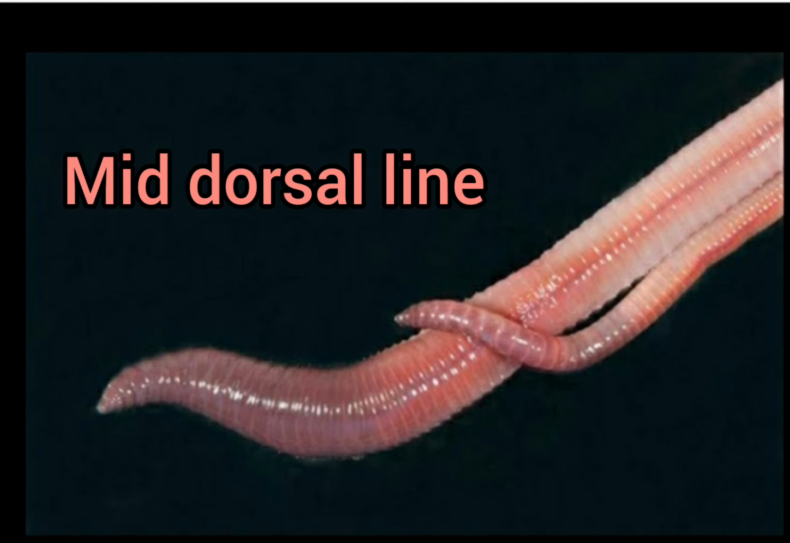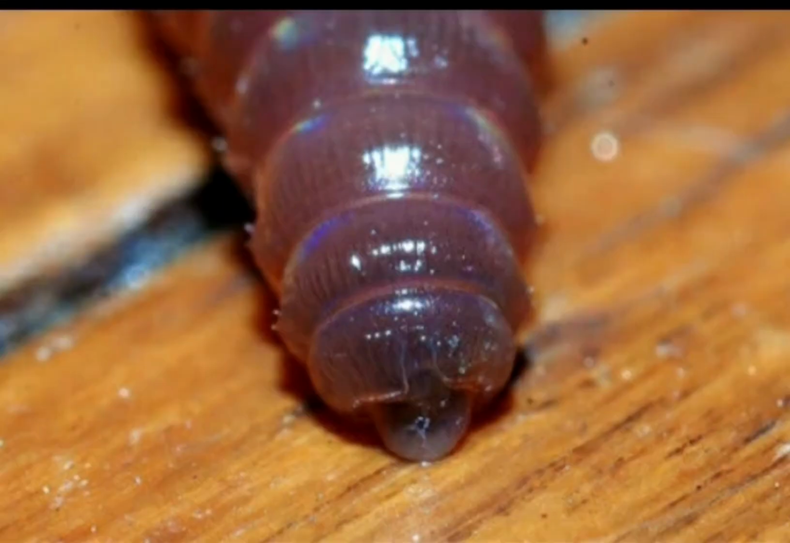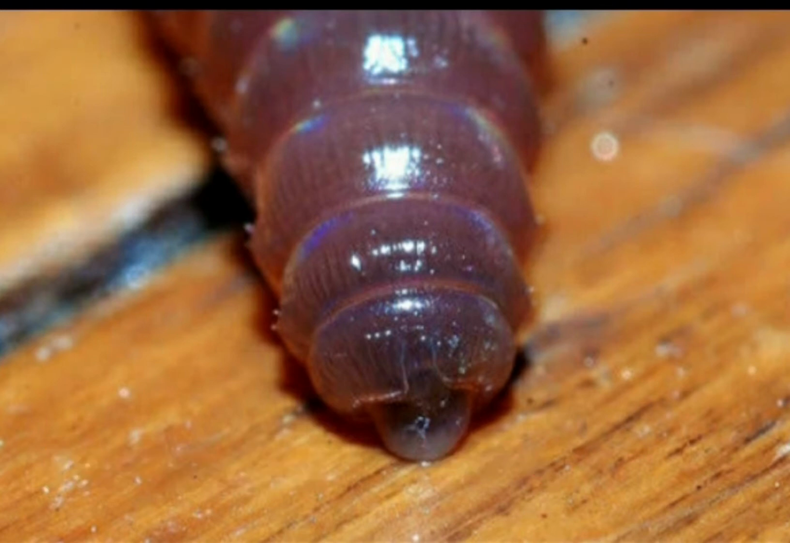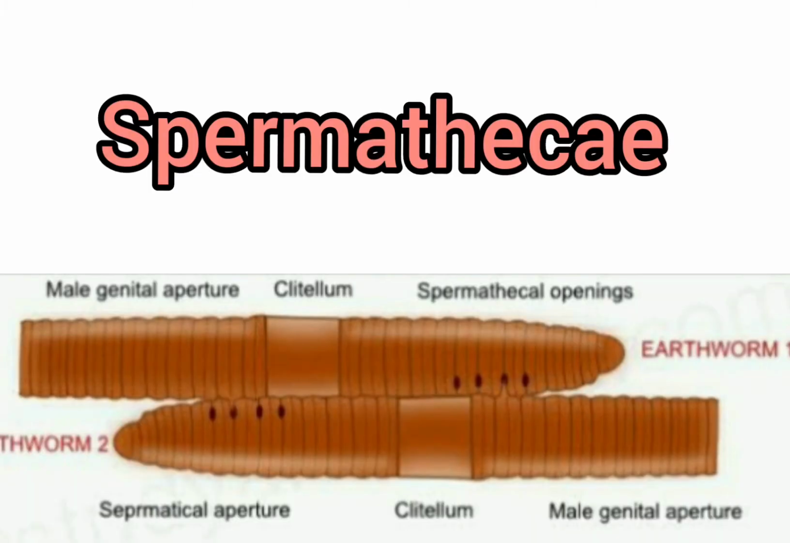Now, from the dorsal side, the prostomium, a small sensory lobe, projects forward. Ventrally, the 4 pairs of openings of spermatheca that I already mentioned before are situated ventrolaterally in the grooves between the fifth-sixth, sixth-seventh, seventh-eighth, and eighth-ninth segments.